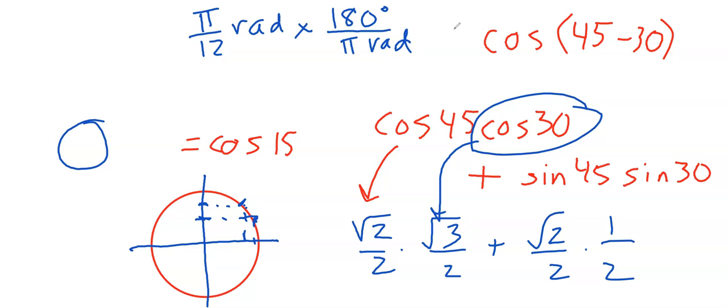Cosine 60. Okay, so cosine 60, that would be the x value for 60 degrees. That would be your 1/2. Come straight down, it's 1/2 for your x value. That's why I draw the circle each time, just to kind of remind you.